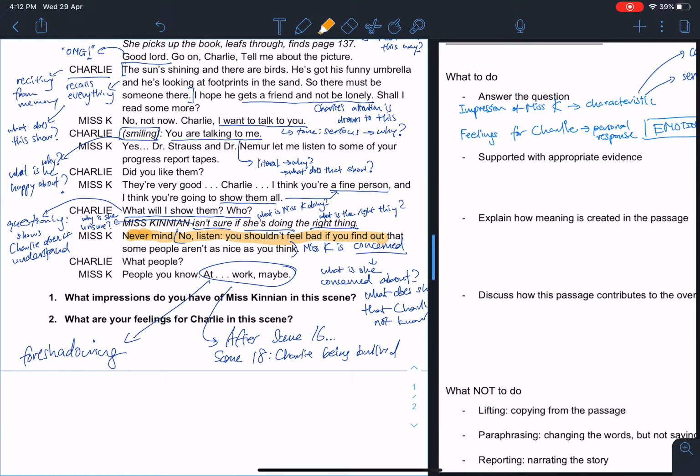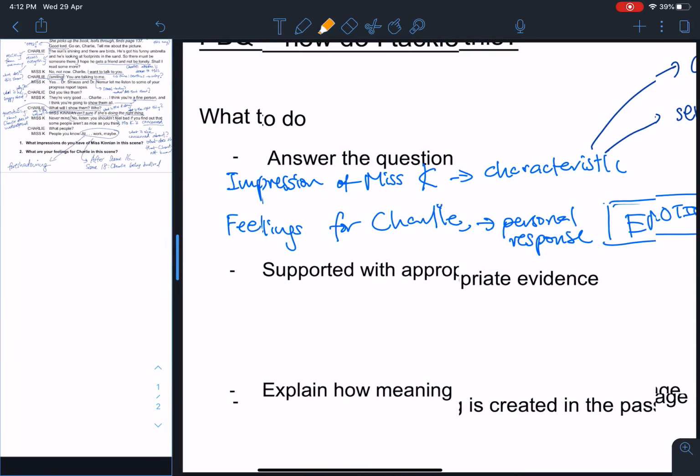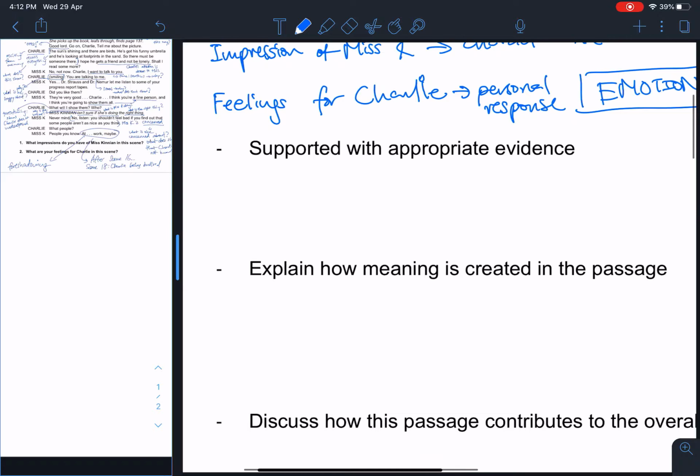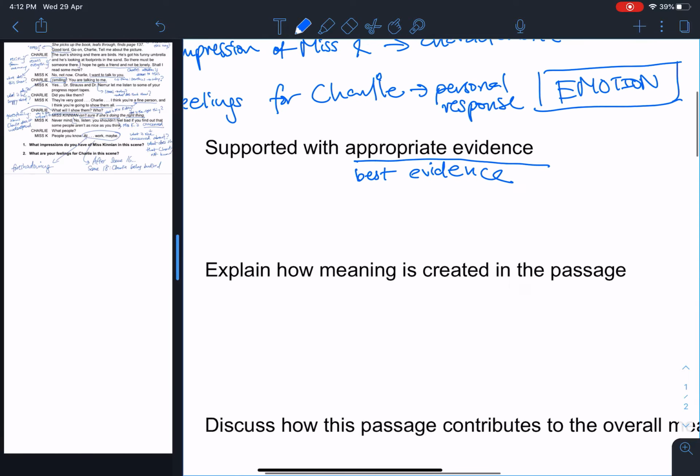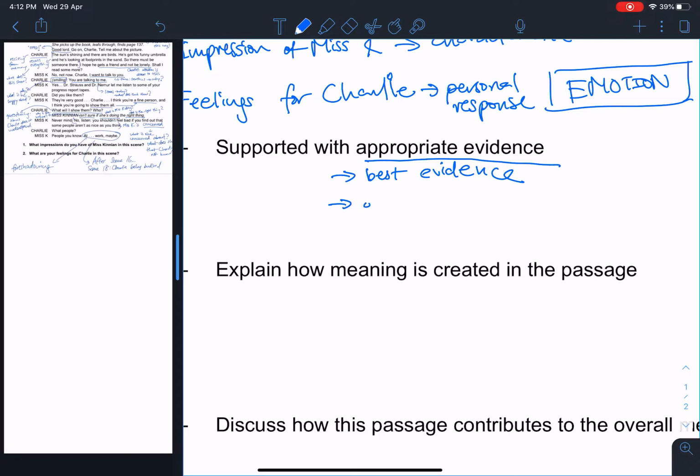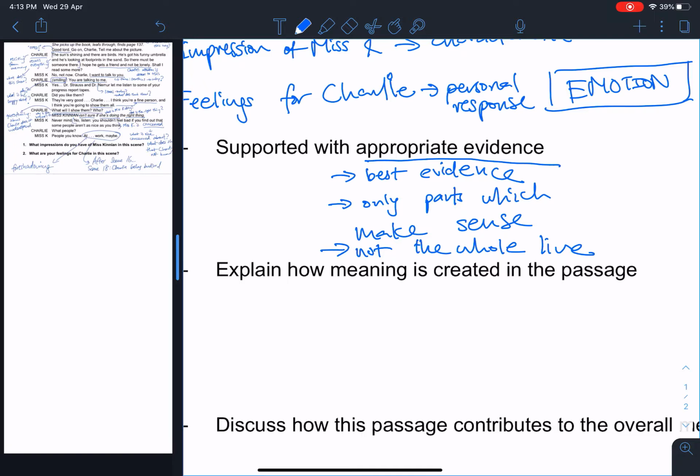That is what I'm looking at. However, I cannot just copy the whole thing in, right? So I need to find appropriate evidence, at which point I would like to highlight appropriate evidence. I need the best possible evidence. I need only the parts which make sense, not the whole line. So now let's try working through this.